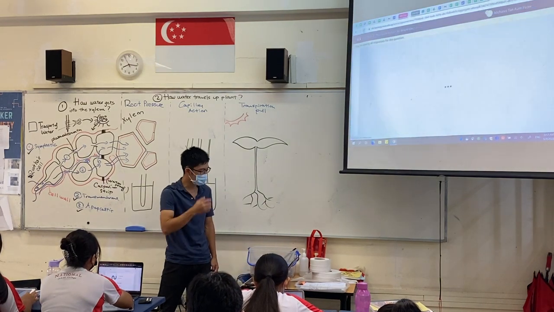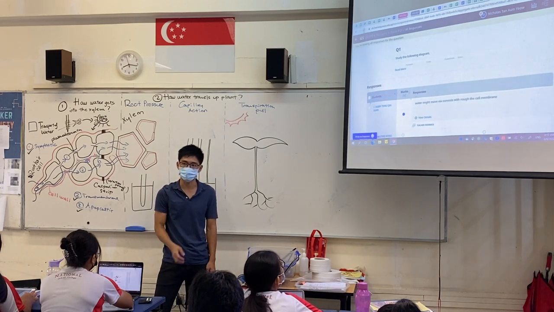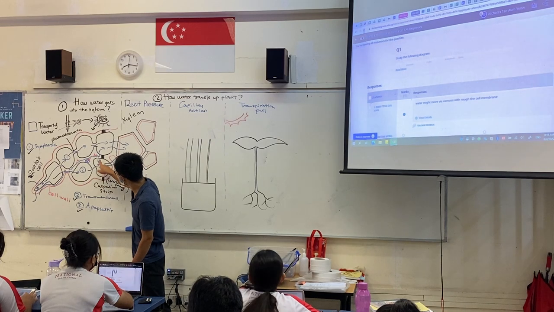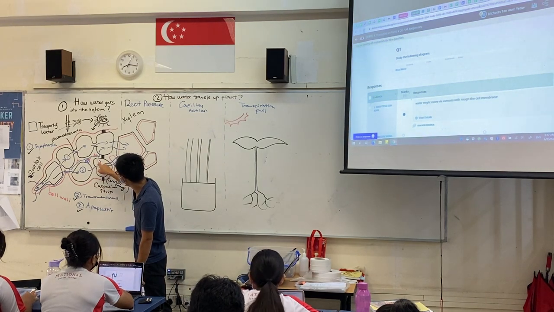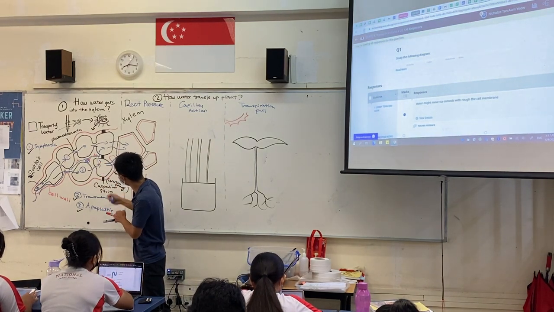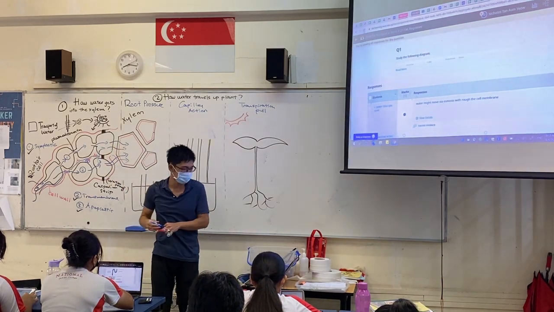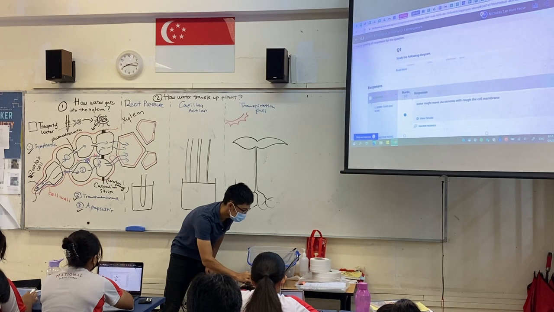I think one way we can link back to previous topics would be transport across membranes. Yeah, after all, plants, every cell that we know of is made up of a phospholipid bilayer. Now we have a problem. We want the water to get back into the cells. Okay, let's have a look.